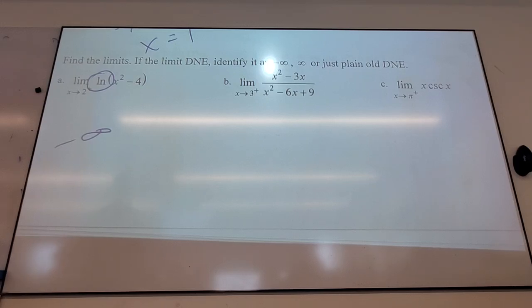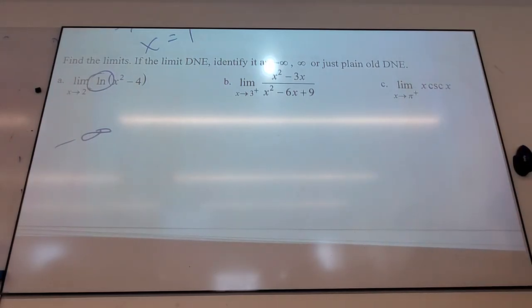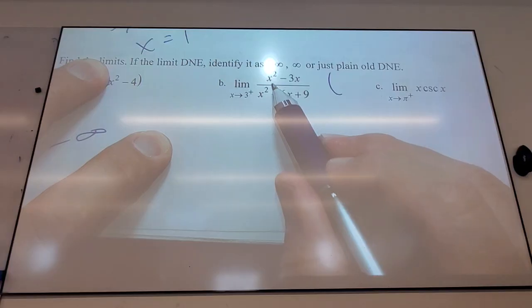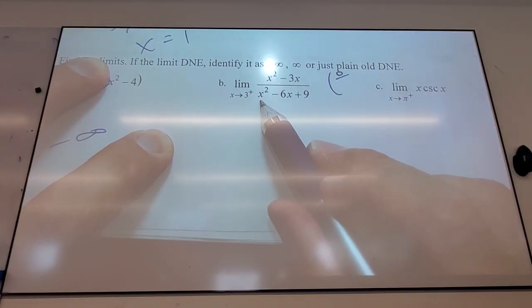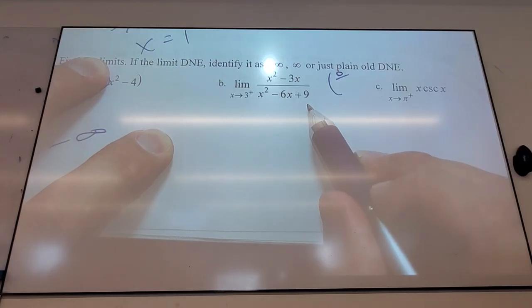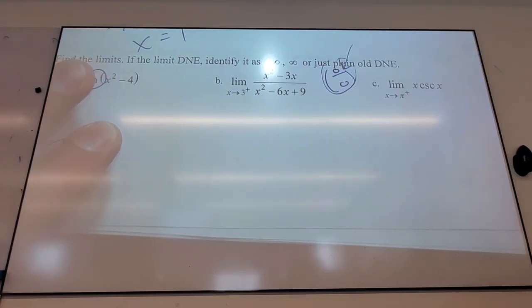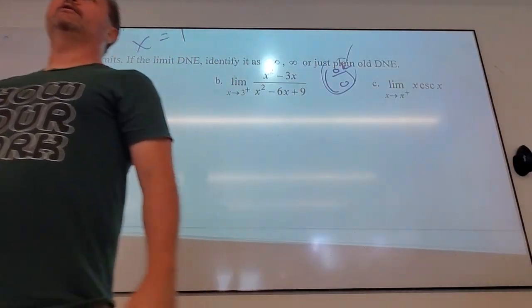Okay. What can you do with part B? What do you get when you try to plug a 3 in? 9 minus 9? 9 minus 18 plus 9 is 0. What's this? What's that tell me? 0 over 0. What's that tell me? Indeterminate. Which means I want to try to do what?